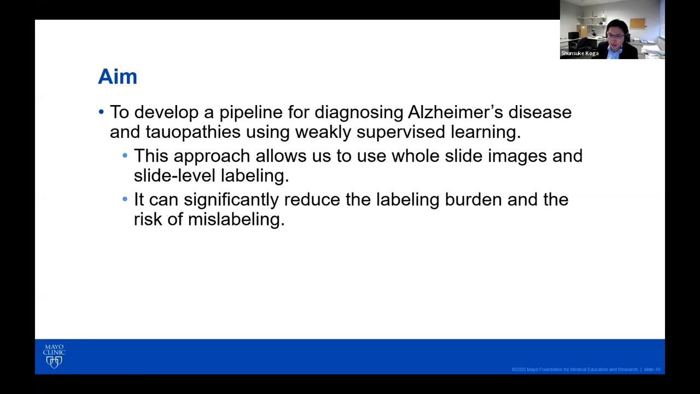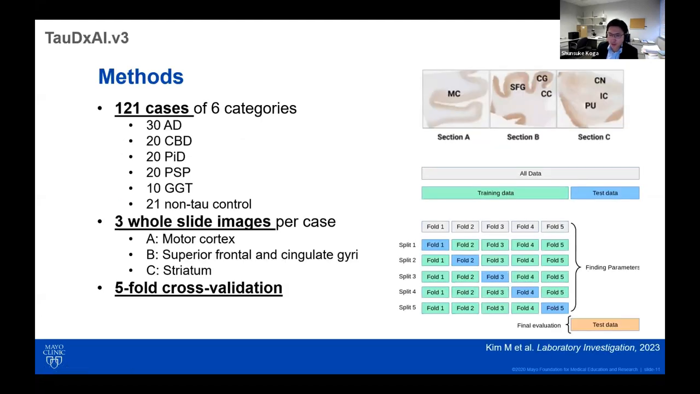So the aim of the study was to develop a pipeline for diagnosing Alzheimer's disease and tauopathies using weakly supervised learning. This approach allows us to use whole slide images and slide-level labeling, so it can significantly reduce the labeling burden and the risk of mislabeling. In this study, we analyzed a total of 121 cases of six categories: five tauopathies and one non-tauopathy control. They were AD, CBD, Pick's disease, PSP, and GGT.